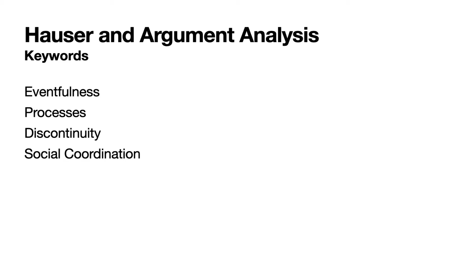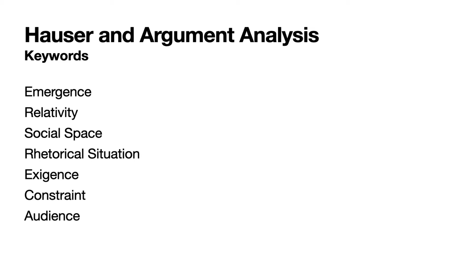So when you're listening to those slideshows and when you're reading, I hope these keywords will be things that you can pull out. From chapter 1, this is the list: eventfulness, processes, discontinuity, social coordination. From chapter 3, the second of the readings: emergence, relativity, social space, and rhetorical situation. Rhetorical situation is Bitzer's term, and he has the three: exigence, constraint, and audience.